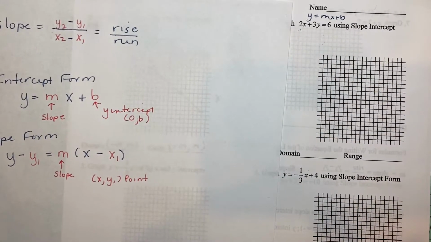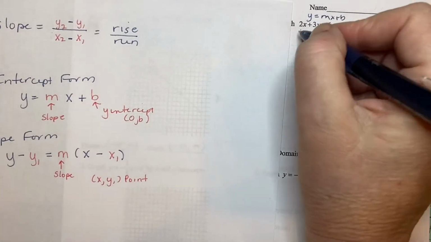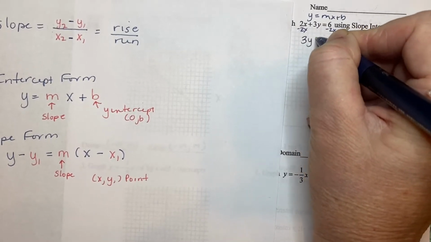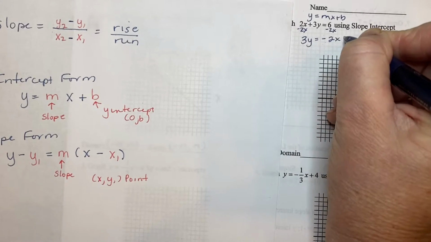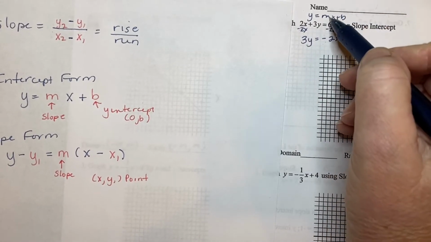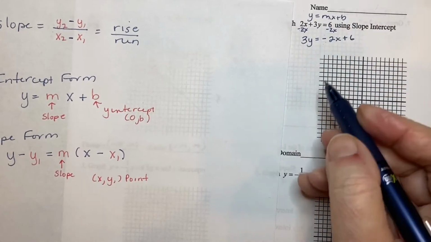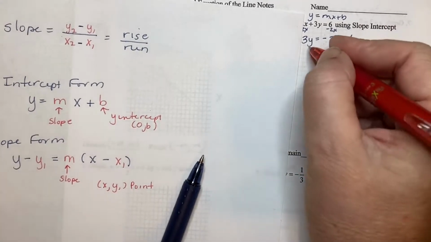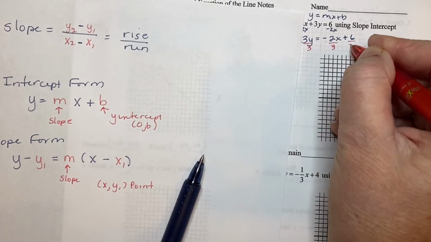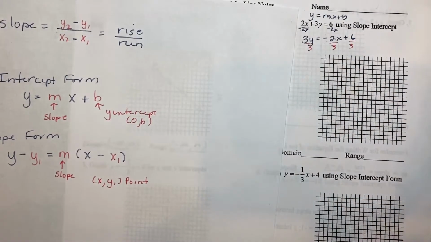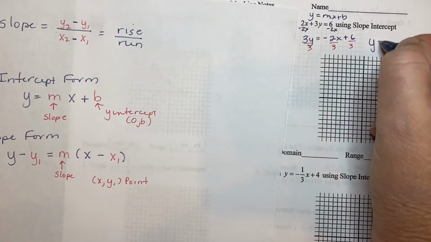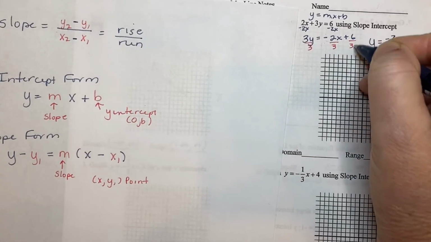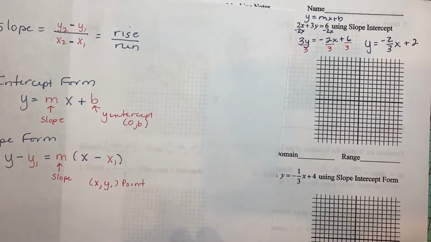And remember, anytime you go over the equal, you do the opposite. So it's like subtracting a 2x from both sides. So that would leave me 3y equals a negative 2x plus 6. I'm going to put it in the front because I wanted x and then the number. And then to get y by itself there, I would just need to divide everything by 3, which would leave me y equals a negative 2/3 x plus 2, because 6 divided by 3 is 2.